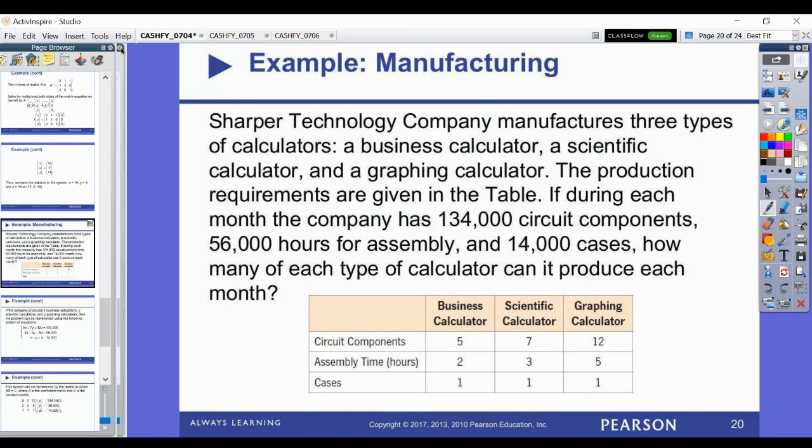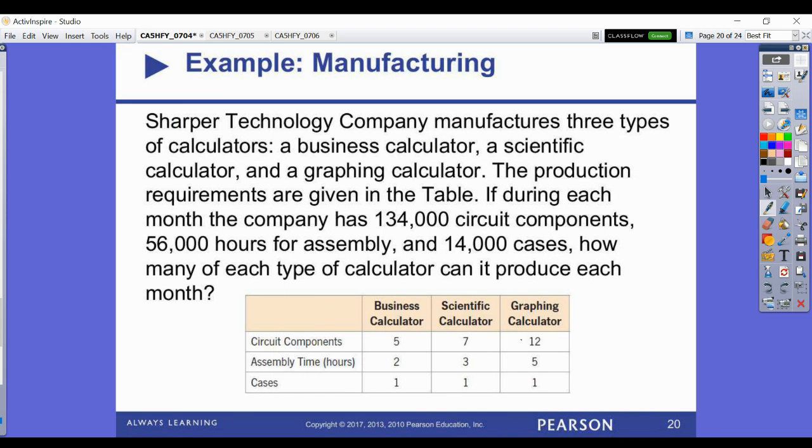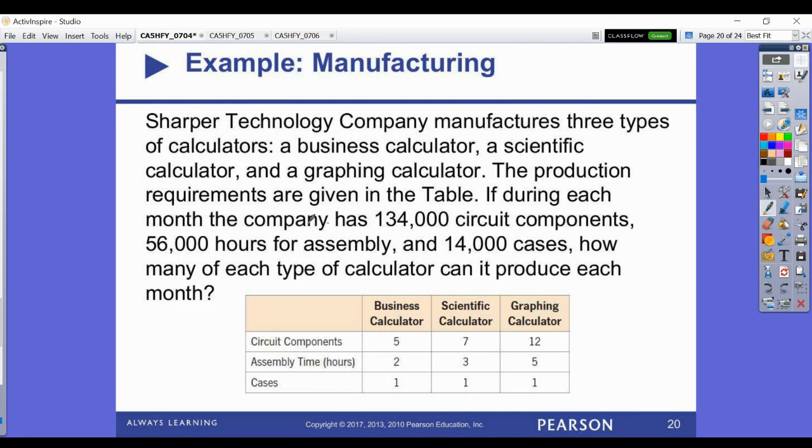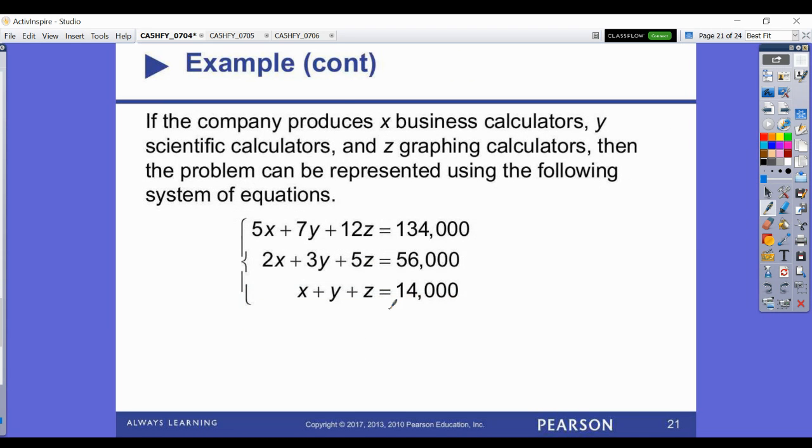So to finish this lesson, we've just got an example. I'm going to go through it fairly quickly, but just to make sure you can set it up. We have these 3 different types of calculators, and the production requirements of how much time and circuits and cases you need in order to make one of these. We can turn this into an equation, and all this stuff is in the writing. We have this many circuits, this many hours, and this many cases. So we have these limitations that we want to use up all our stuff we can, but not go over.